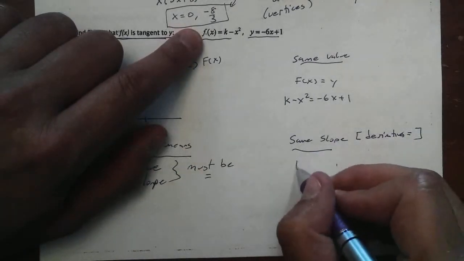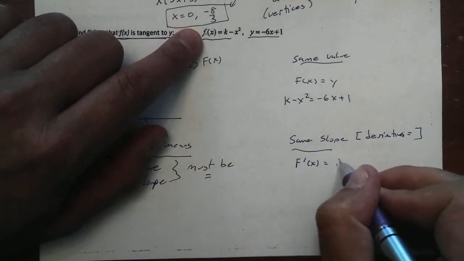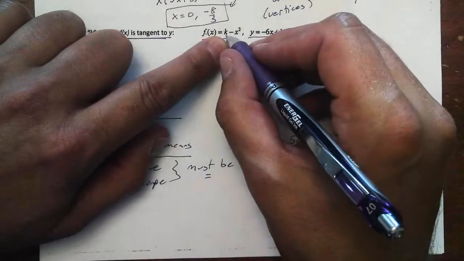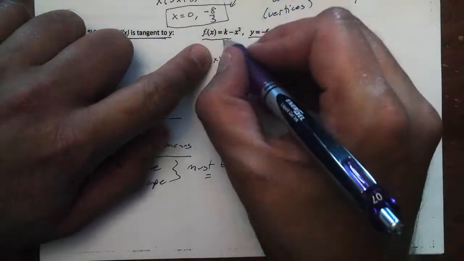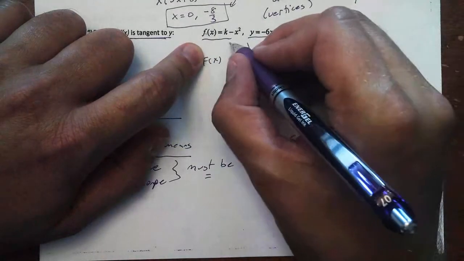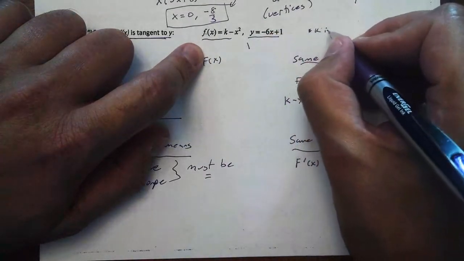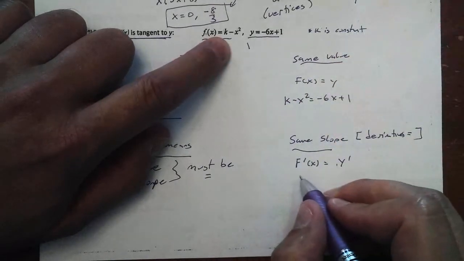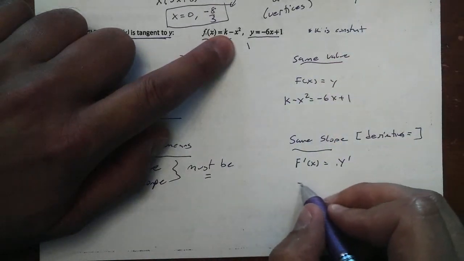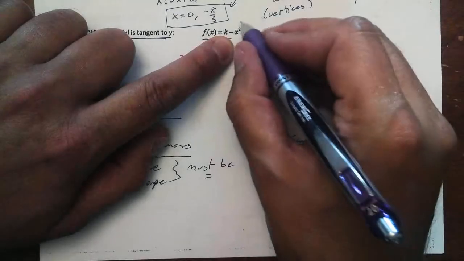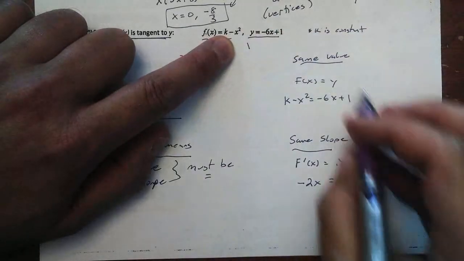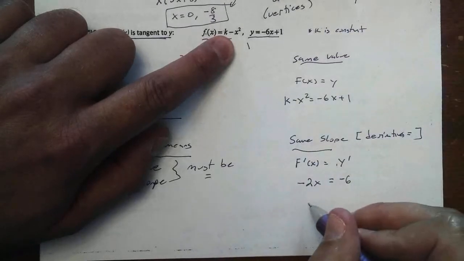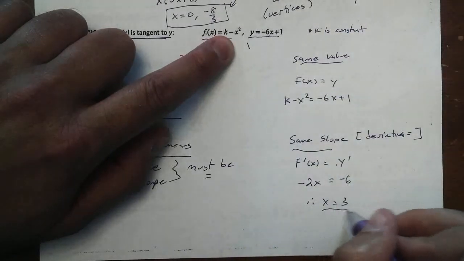So that tells me that f prime of x has to equal y prime. So I can do that. Now k is a constant, right? K is a constant, so its derivative is 0. It's just a constant value, like 3. So I know that my derivative, f prime of x, is just going to become negative 2x. I just dropped my power. But what would be the derivative of y? What's the derivative of negative 6x? That's just negative 6.